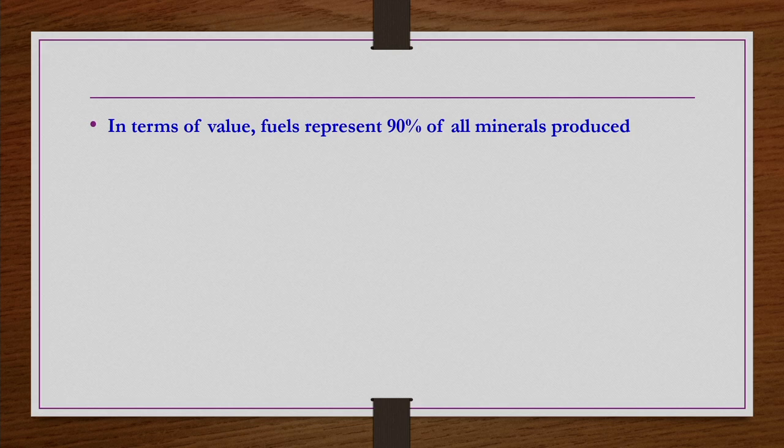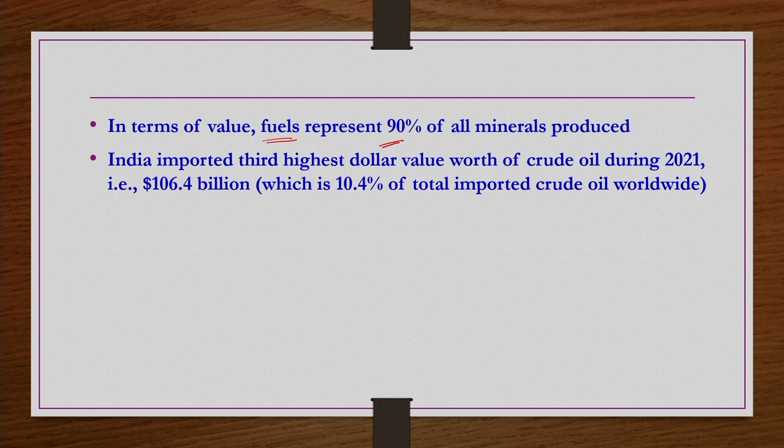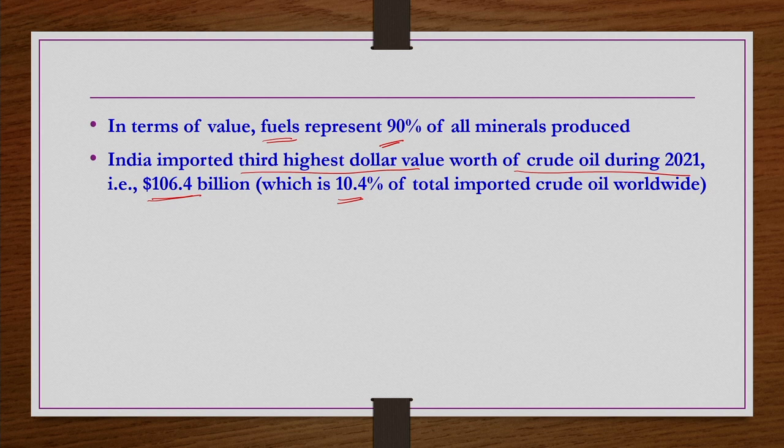In terms of value, fuels represent 80% of minerals produced, so high is the value of these fuels. And in terms of imported value, India imported the third highest dollar value worth of crude oil during 2021, approximately $106.4 billion, which is almost 10.4% of total imported crude oil worldwide. Whatever countries do not have petroleum or crude oil resources of their own obviously depend on importing, and many countries do import such crude. But we are the third highest importer. We import almost 10.4% of total imported crude oil worldwide.